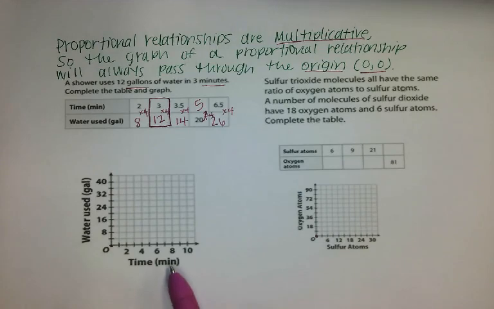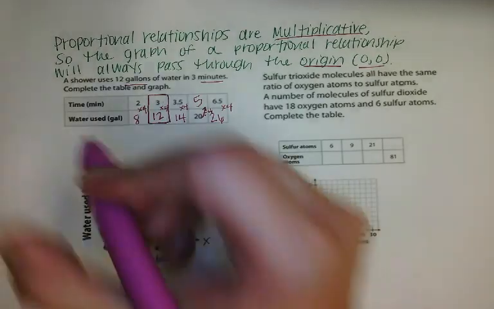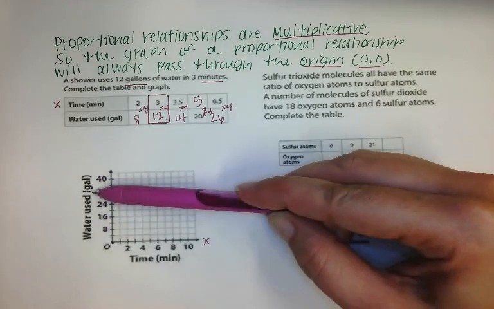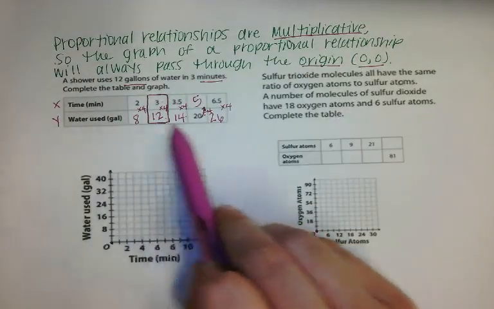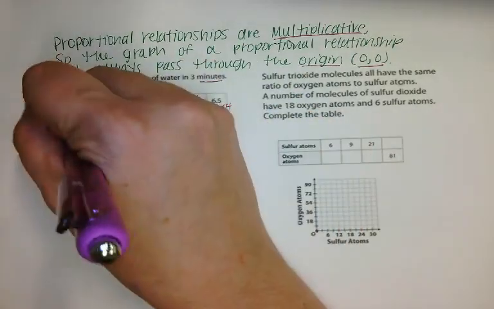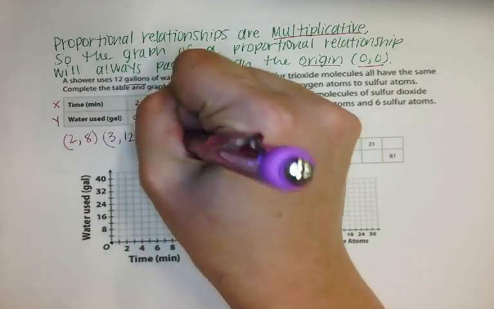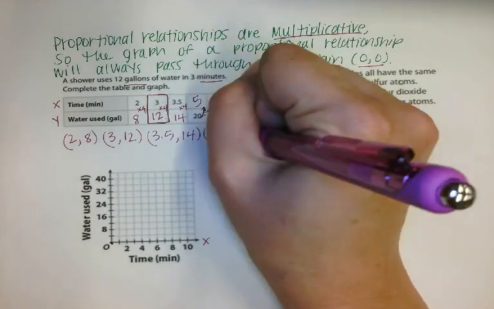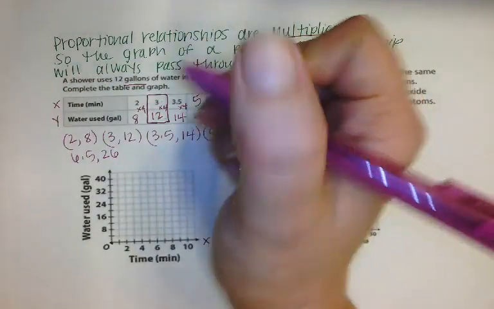Okay, so then we're going to take a look at this graph right here, and along my x-axis I have a label of time in minutes. So this will be my x-coordinate. And on the y-axis I have a label of water used in gallons, and that's going to mean that this information is our y-coordinate. So we are going to be plotting points (2, 8), (3, 12), (3.5, 14), (5, 20), and (6.5, 26).